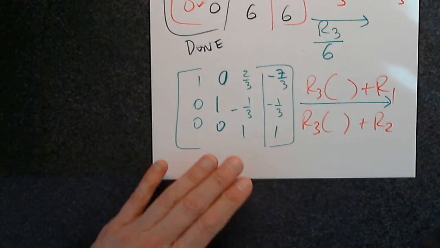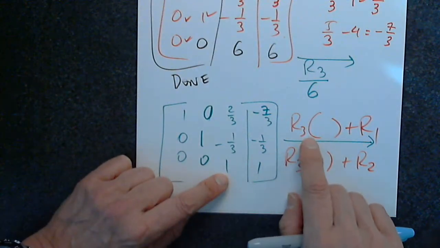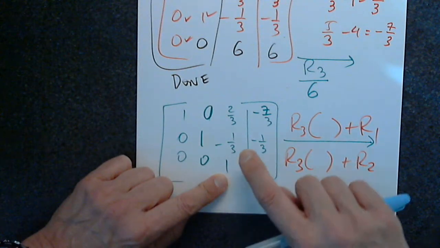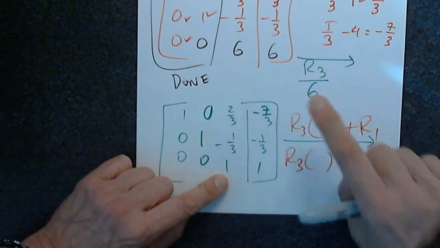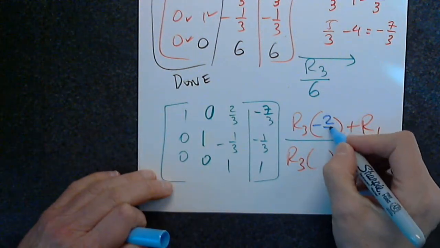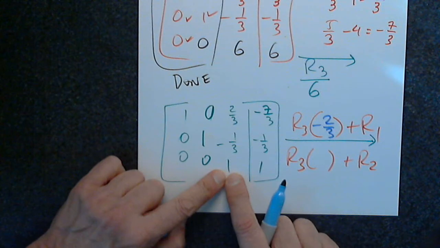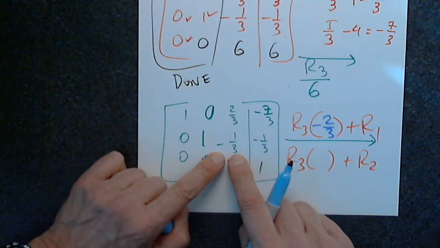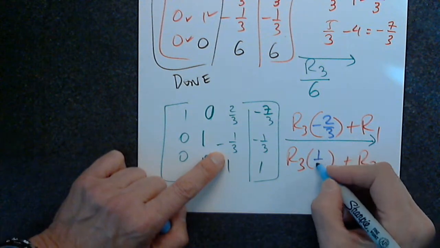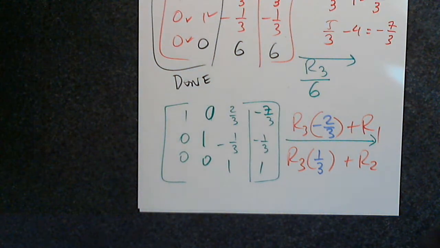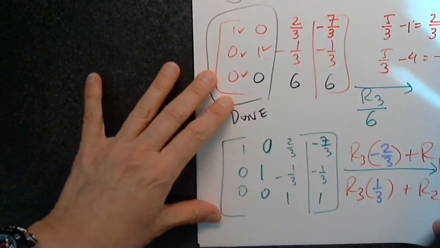Okay. So now, I multiply row 3 by what to eliminate 2/3? Excellent. I multiply row 3 by what to eliminate negative 1/3? Excellent. Are you with me so far, everyone? Okay, this will be the last step. It's like a puzzle, I would say.